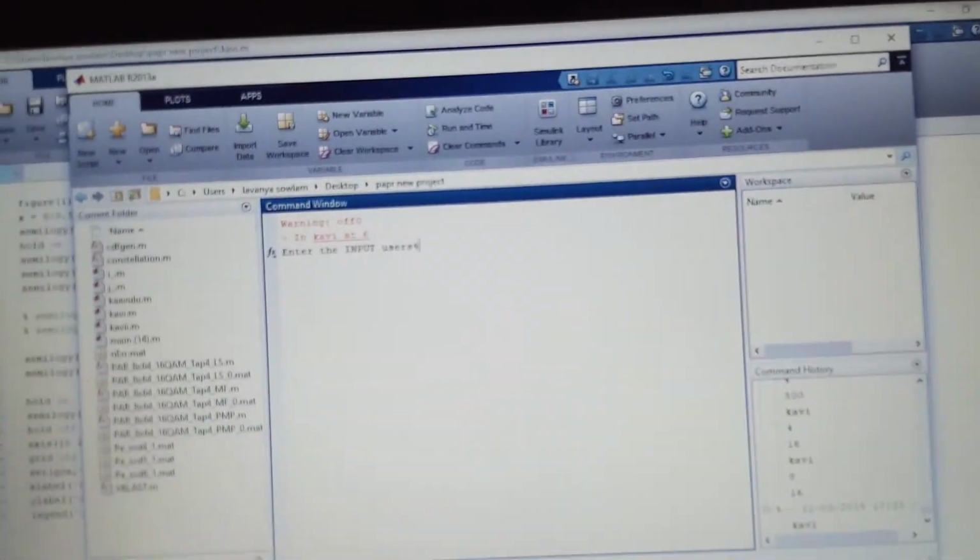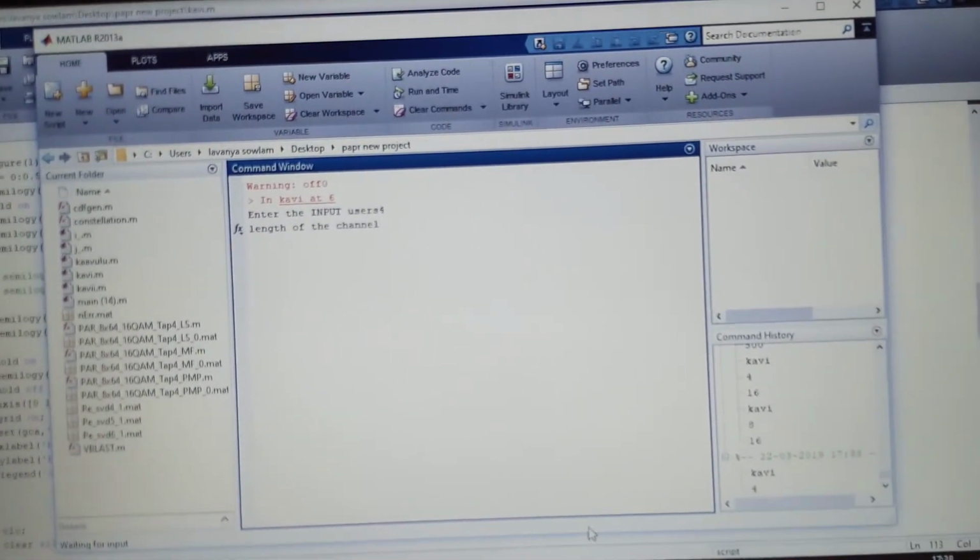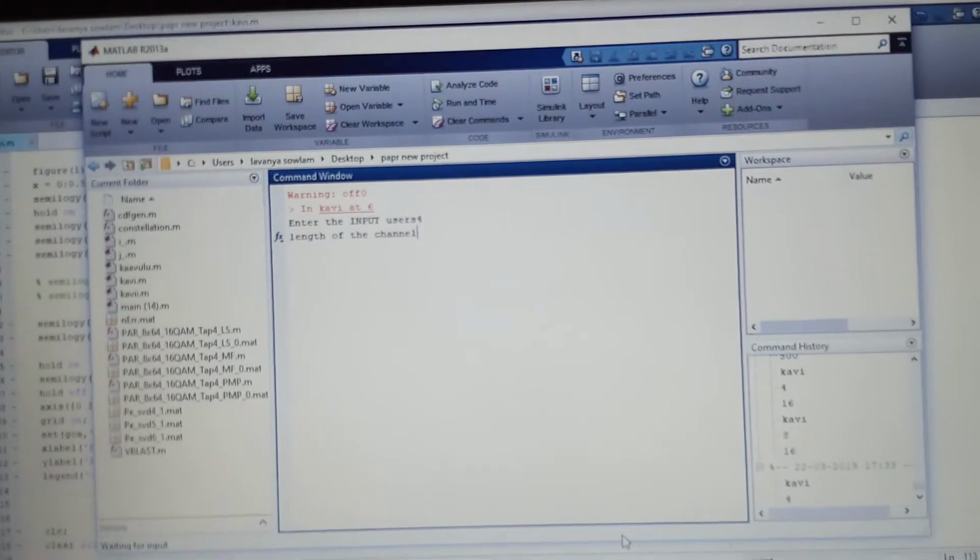Now we have to enter the input users. The number of users should be greater than the length of the channel.